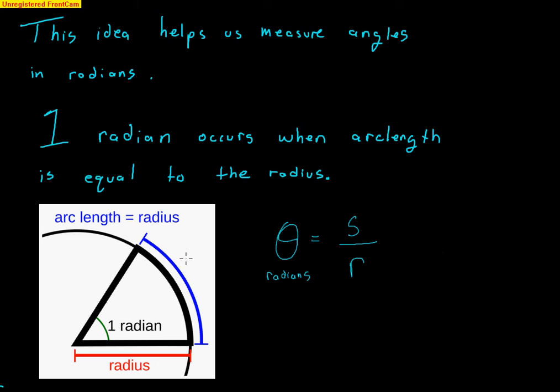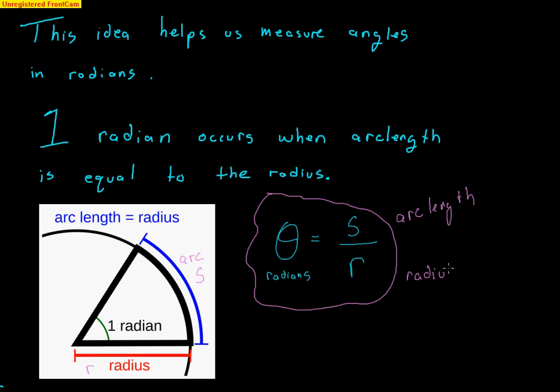So the blue here is the length of my arc. The typical letter we use for arc length is S. And the radius is what's here in red, and we use R for radius. When the red, the length of the radius, is exactly equal to the length of the arc, that is when you have what's called 1 radian. So we have a way of measuring angles in radians, and that way is using this formula right here. An angle in radians is its arc length S divided by its radius. Okay, and when the arc length and the radius are the same, you get 1 radian.